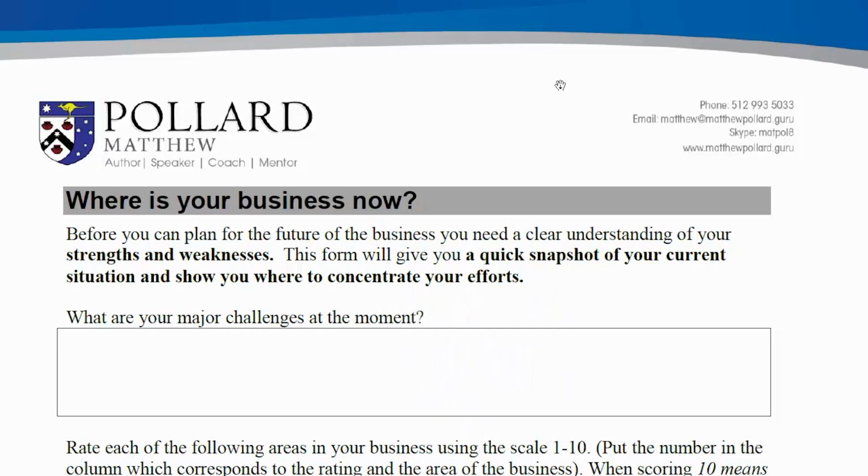The Where is your business now template. And this is a very simple framework, but sometimes, well, a lot of the time, simple is best. As Richard Branson said, any fool can make something complicated. What's hard is making something simple.